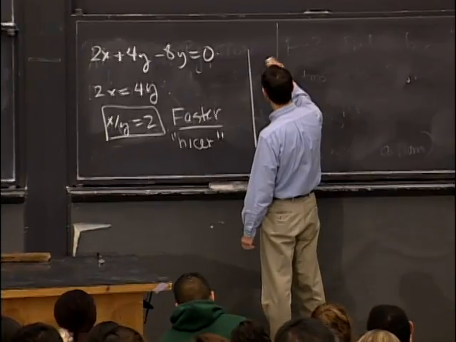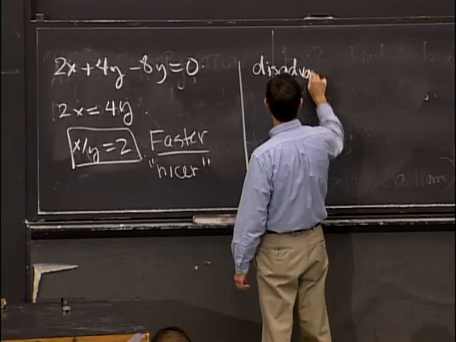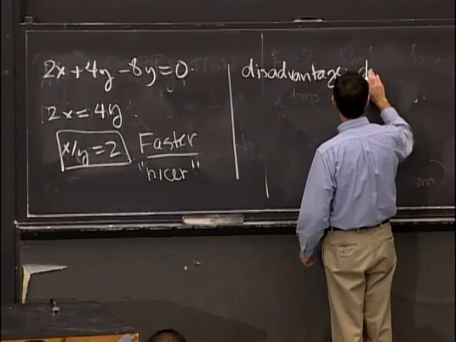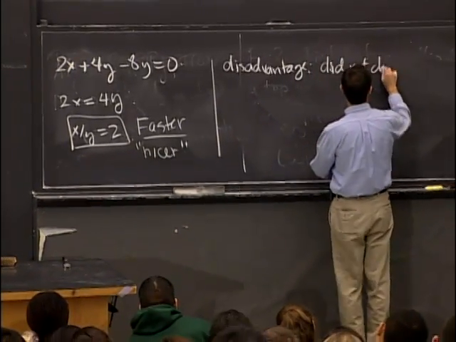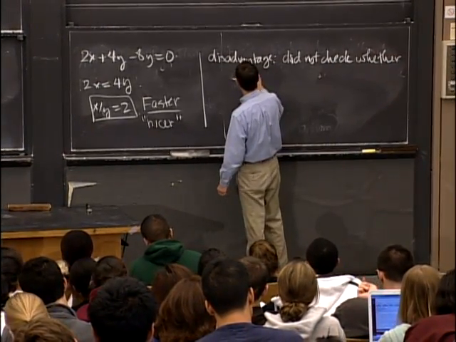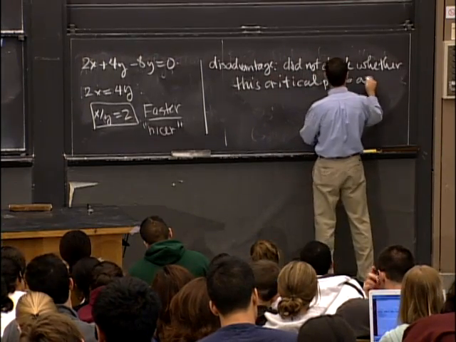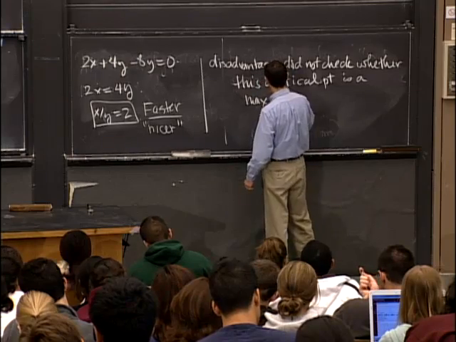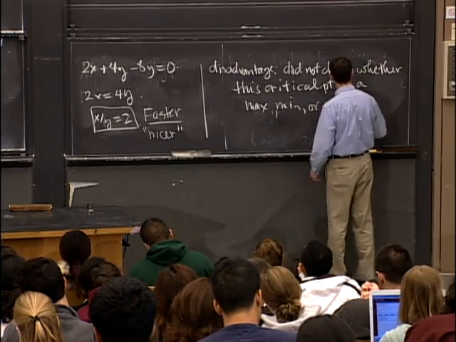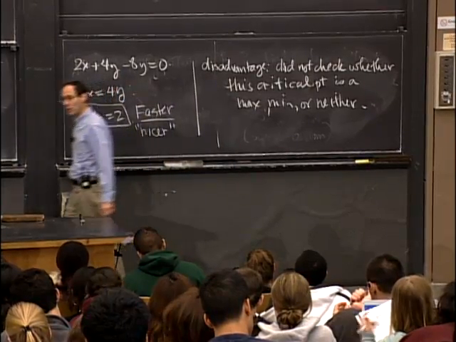And the disadvantage is that we did not check whether this critical point is a max, min, or neither. Okay, so we didn't quite finish the problem, but we got to the answer very fast.